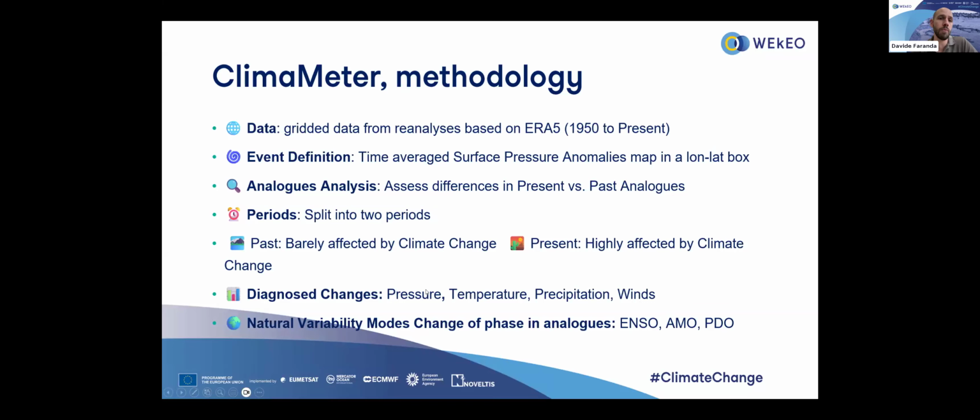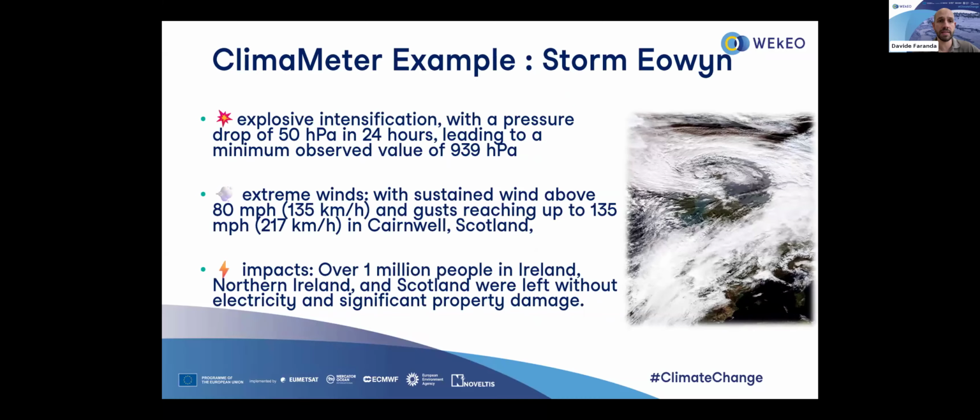So, of course, pressure, but also temperature, precipitation, winds, or other impact variables. And of course, just looking at statistical changes will not allow for attribution, because we have to include or exclude the role of natural variability, which we do by looking at the main modes of natural variability such as El Niño Southern Oscillation, ENSO, AMO, that is Atlantic Multidecadal Oscillation, or PDO, that is Pacific Decadal Oscillation. The best way to understand Climameter is through an example.